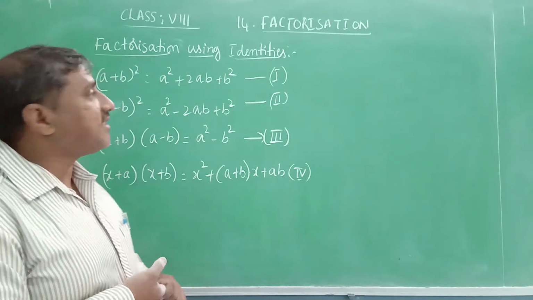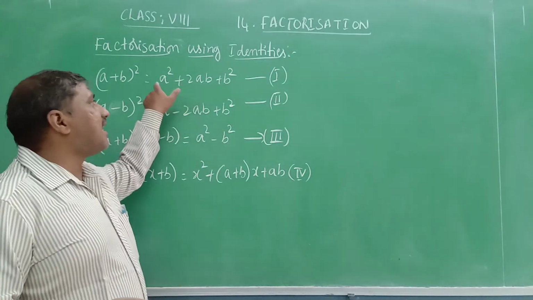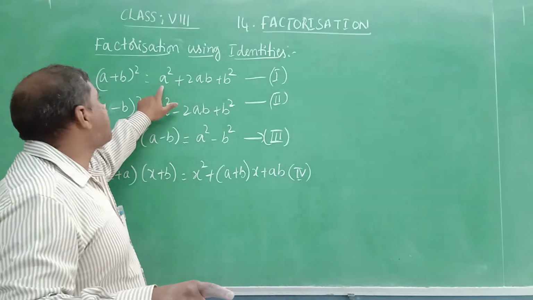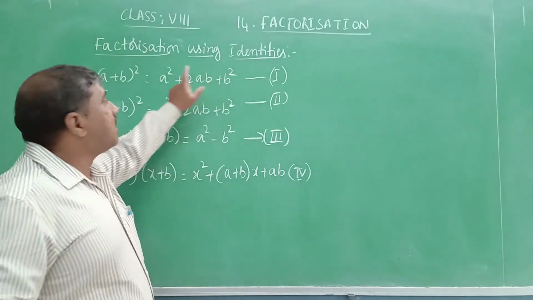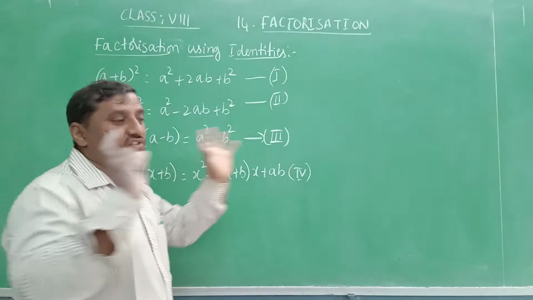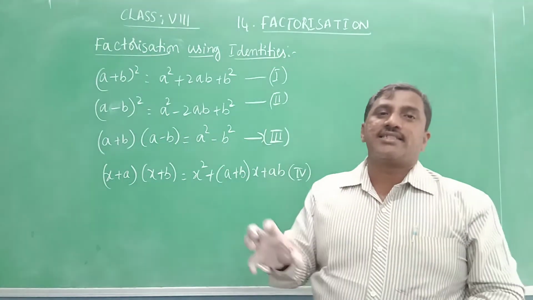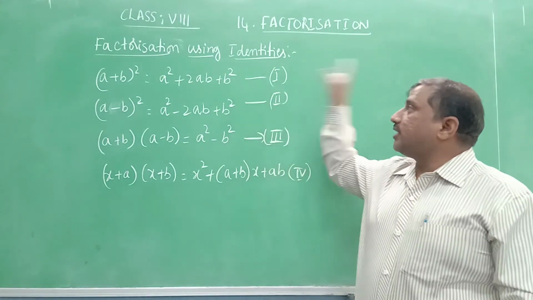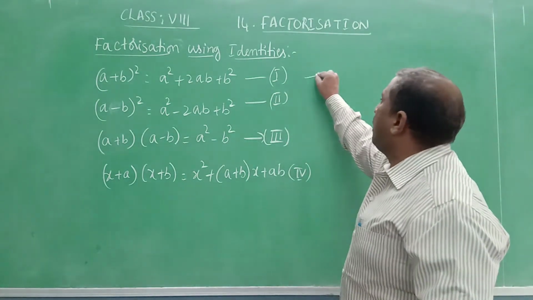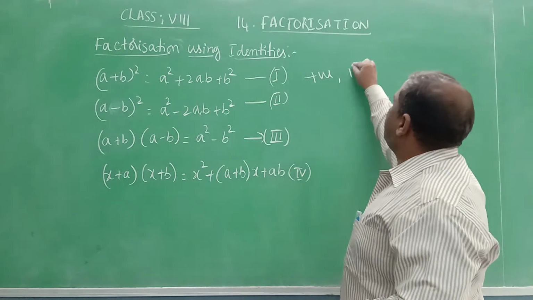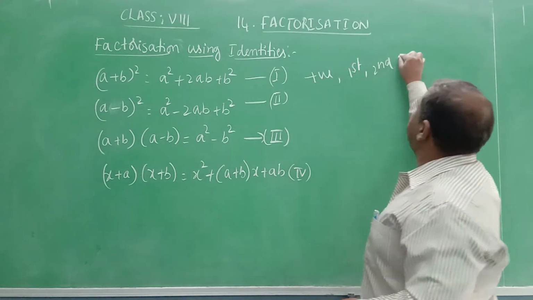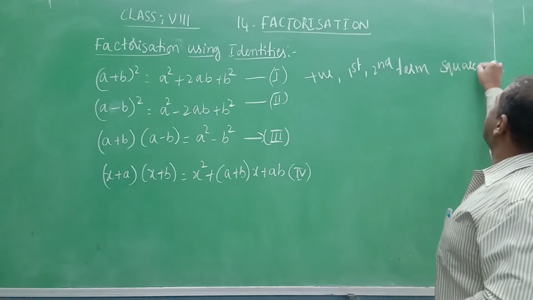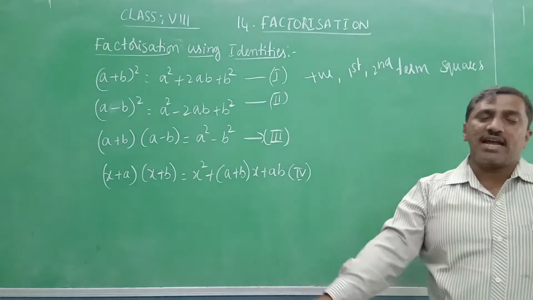Now, when we use the first identity, any expression which contains three terms, all positive, and the first term and the third term, that is a square and b square, both are squares. First term and the last term, that is the third term, should be squares and all the terms are positive. In this case we use the first identity.